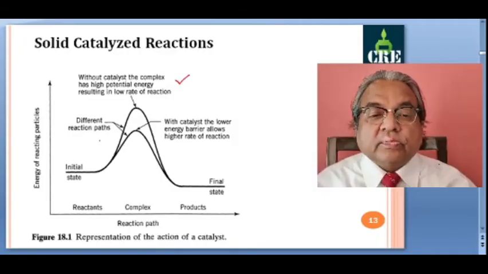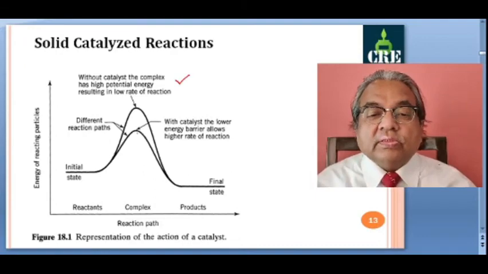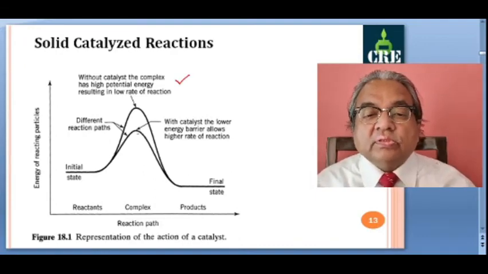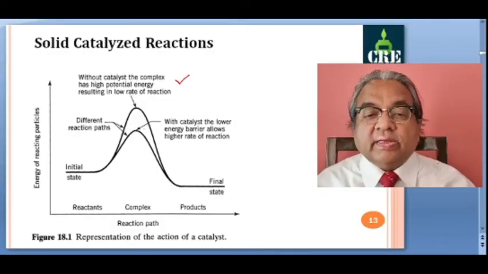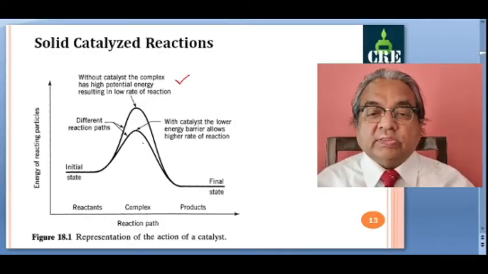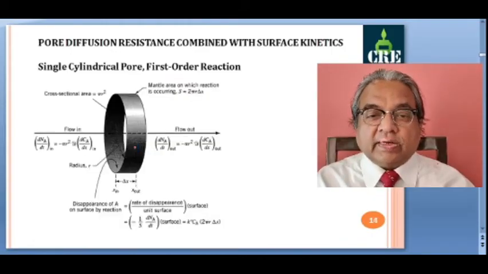Here, when you use the catalyst, the energy barrier is lower and that allows a higher rate of reaction. So the rate of reaction is different in these two paths, with catalyst and without catalyst. Without catalyst you will have a higher energy barrier, and with catalyst you will have a lower energy barrier, because of which the rate of reaction is increased when you use catalyst.